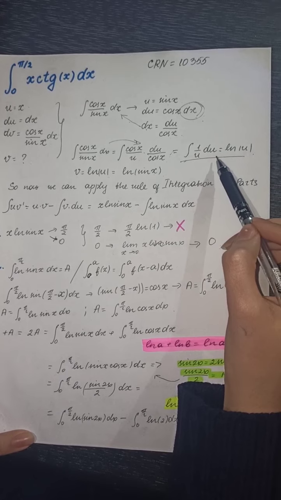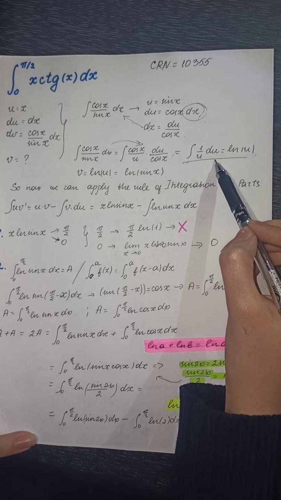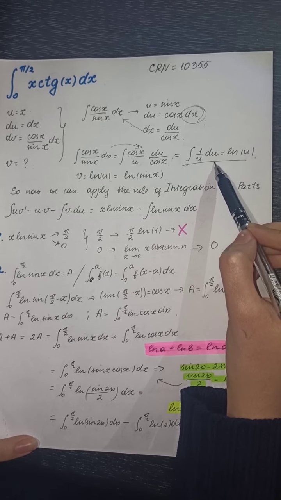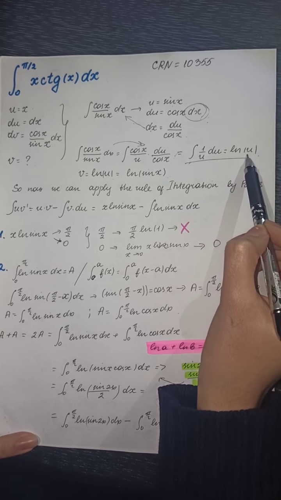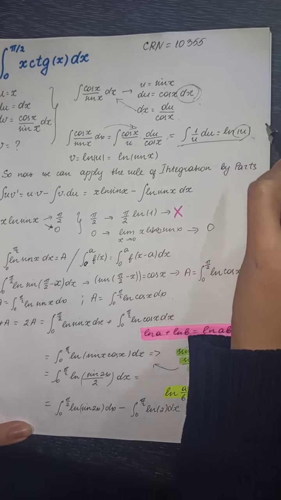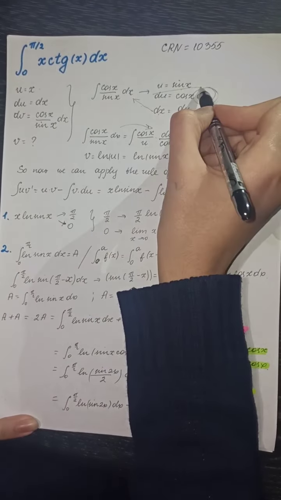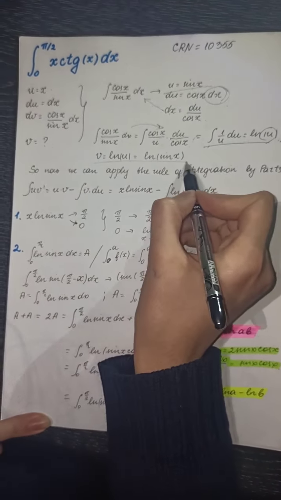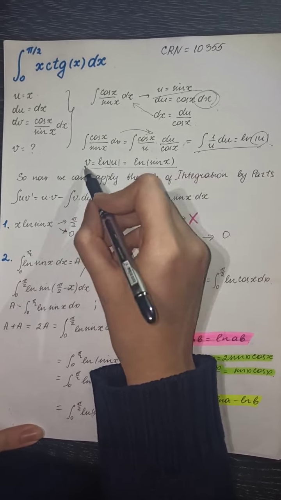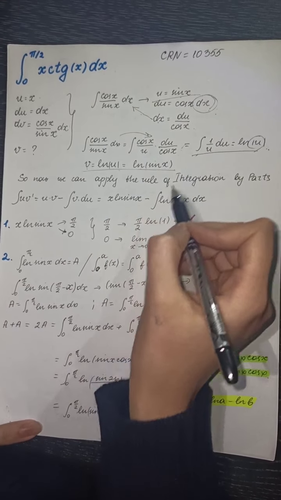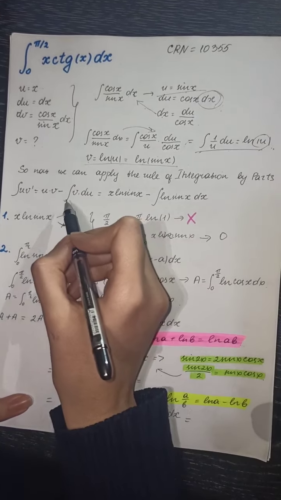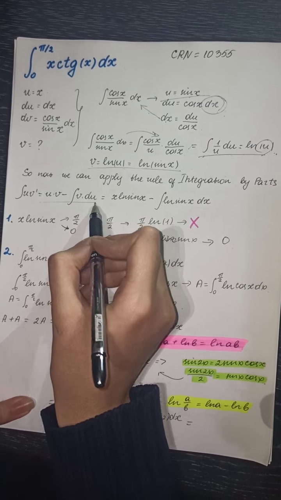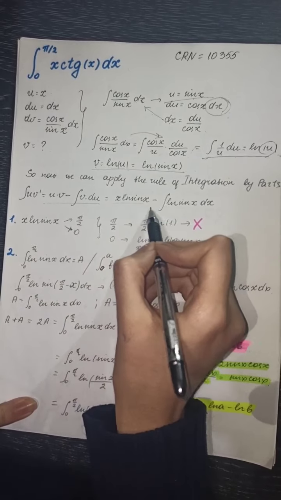And as we all know, the integral of 1 divided by x dx equals ln x, that's why we only write ln u, and we put the original value of u, which is sine x, here, and we get v equals ln sine x. So now we can apply the rule of integration by parts. It's the expression right here, and we put the real values right here.